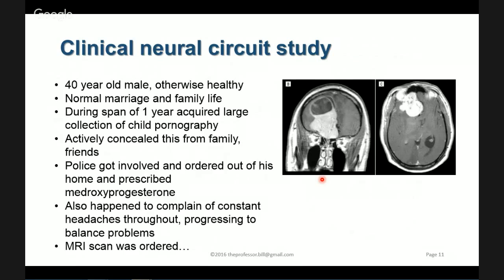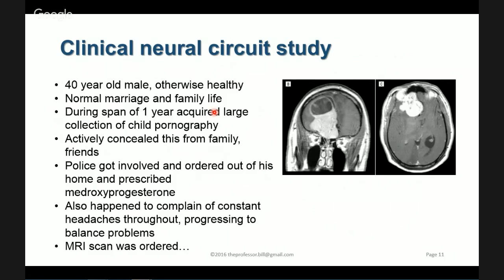So this is a case study from one of my colleagues over at Toronto Western Hospital. And he had sent me these slides a number of years ago. And this is an MRI, as you can see. B and C are an MRI. I'm not showing you A. It's not really necessary to see the size of the lesion that he has there.